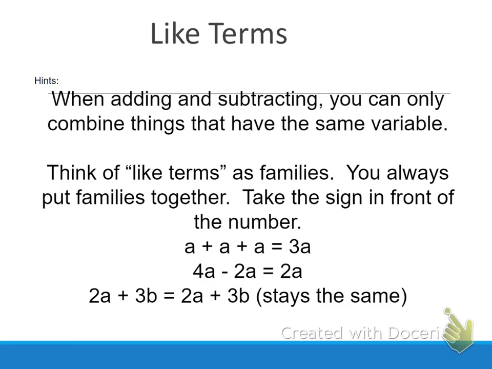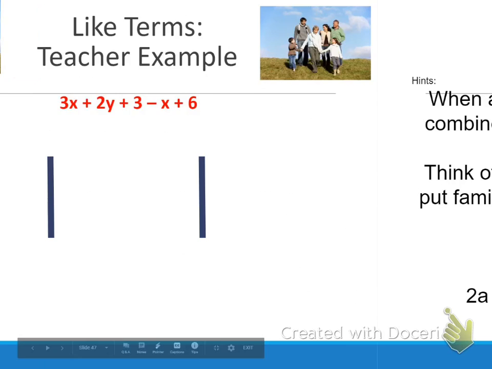If you have 3a plus 2b, 2a plus 3b, you can't combine them, right? Because we have a's and b's, not in the same family. You can't combine them, okay? So it just stays the same: 2a plus 3b. All right, you with me? All right, let's do an example together.